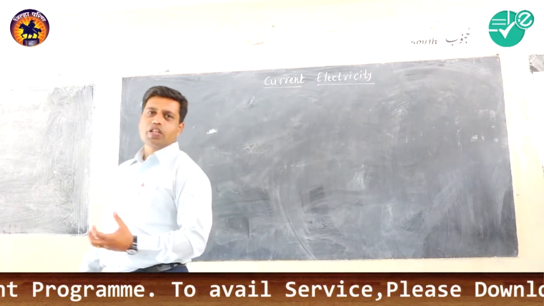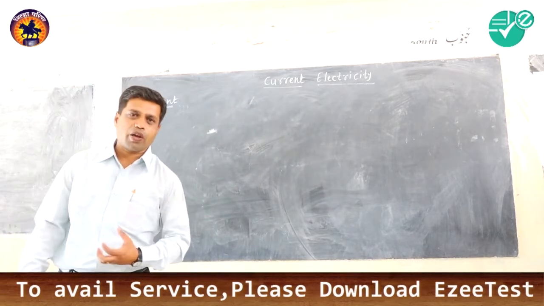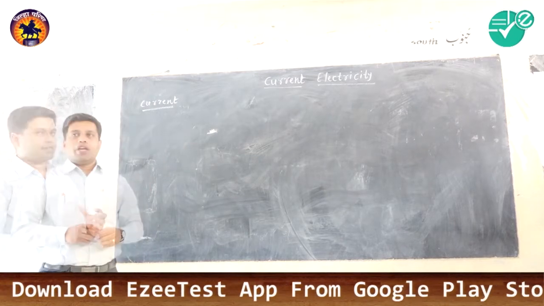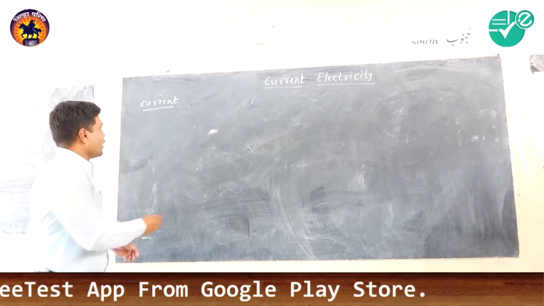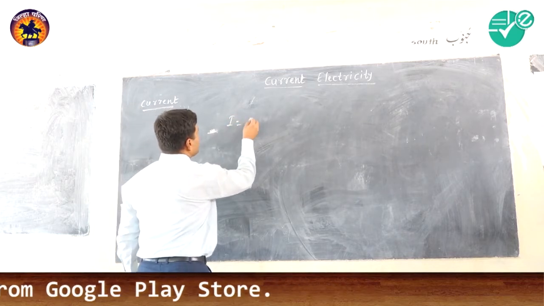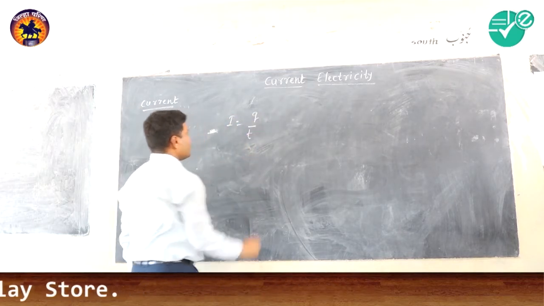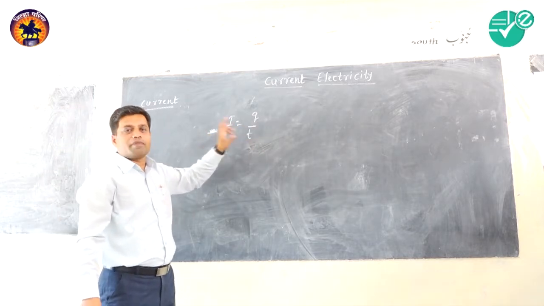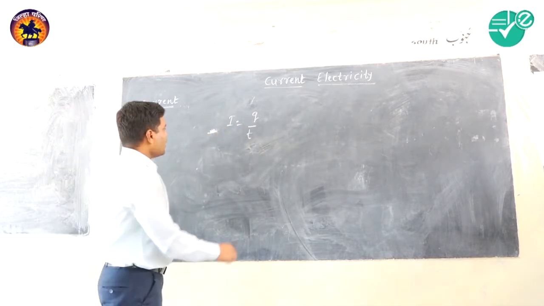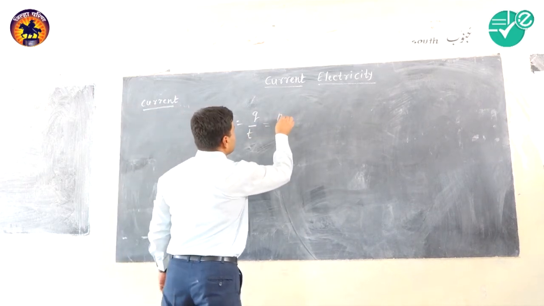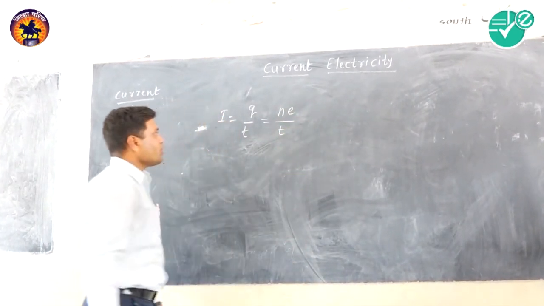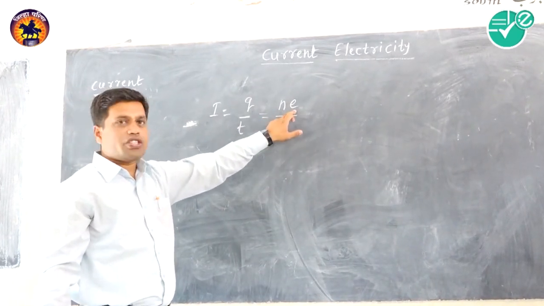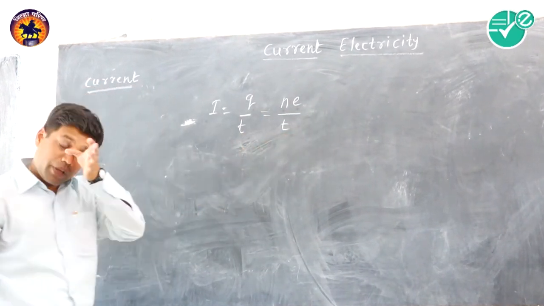The smaller units of current are milliampere, microampere, nanoampere. These different units we use for currents. The formula for electric current is given by I equals Q by T, where I is the electric current, Q is the electric charge, and T is the time. It is also written as N into E by T, where N is the number of electrons, E is the charge on an electron, and T is the time.